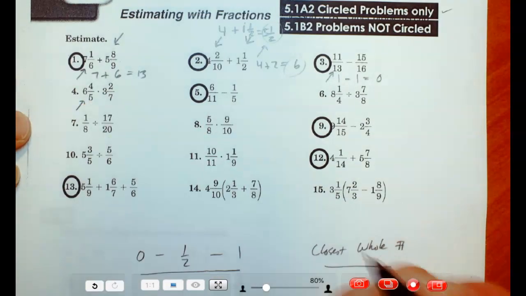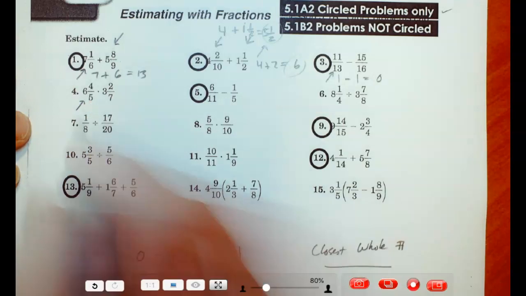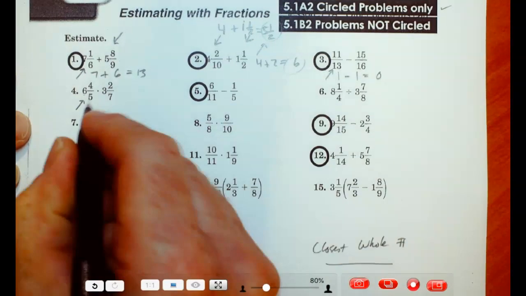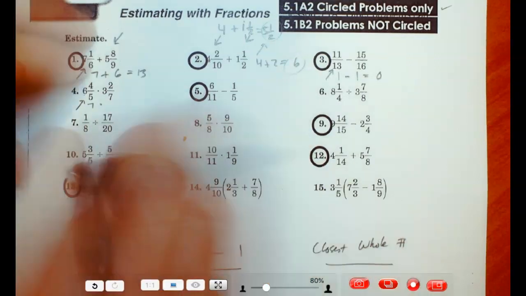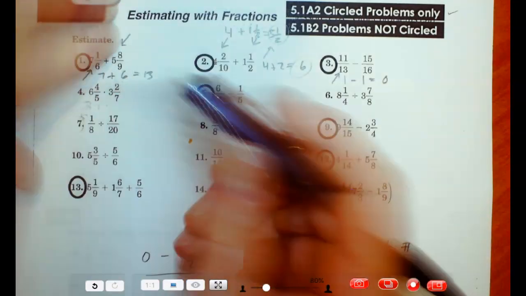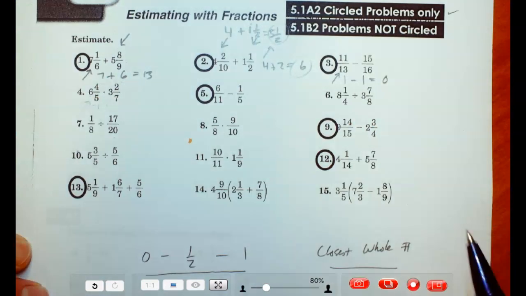Again, we're looking here. We're looking at that 6 and 4/5. So is it closer to 6 or 7? Well, this one's going to be closer to 7. And now we're doing multiplication. Oops, wrong target. This will be for the next video. Let's stay to the circle duds.